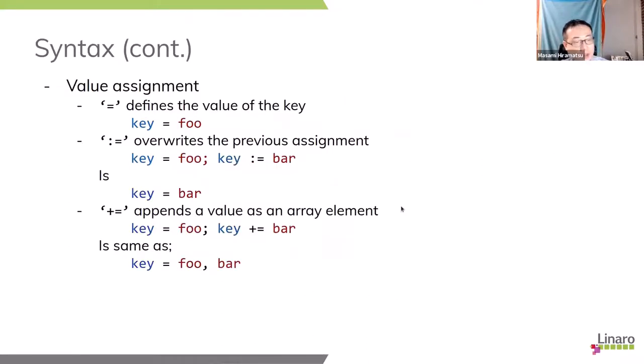So here are the value assignment operators. We have three assignment operators. The equal defines the value of the key, and colon equal overwrites the previous assignment. For example, key equal value and key colon equal bar is the same as key equal bar. And plus equal appends a value as an array element. For example, key equal foo and key plus equal bar is the same as key equal foo comma bar.